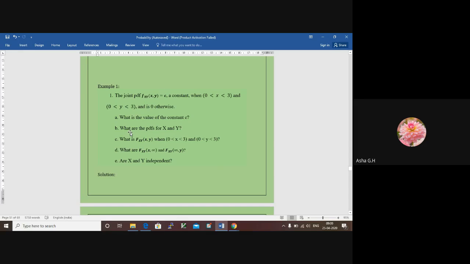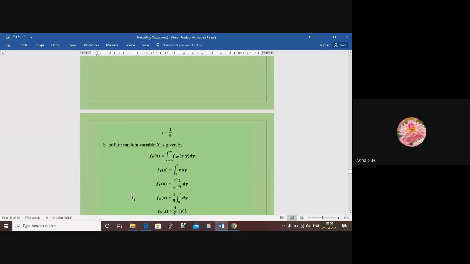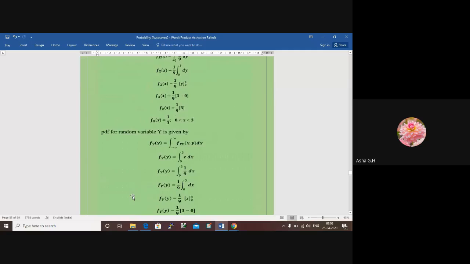What is the answer for this? What are the PDFs for X and Y? Both I am getting 1/3. Okay, fine. Yeah, it is 1/3.